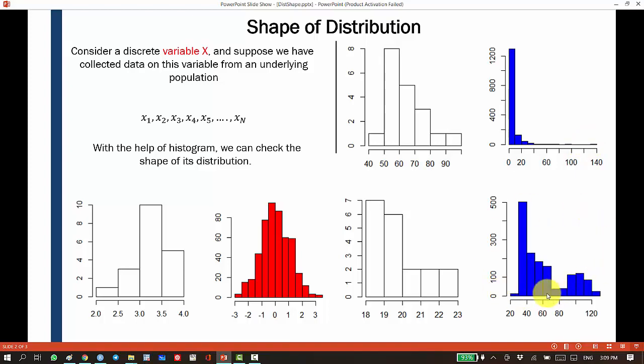In this distribution, we have majority of our observations here, but also we have a bulk of observations here in this interval. In this distribution, we kind of have a high peak and then relatively low peak.